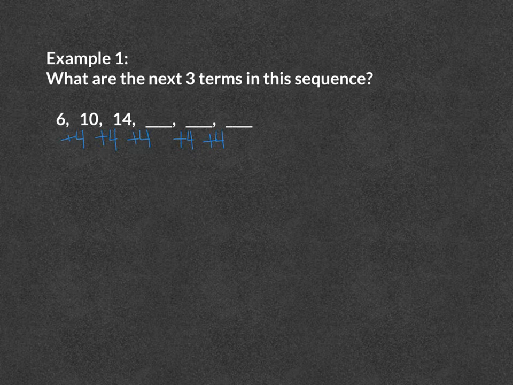So 14 plus 4 will give me 18. 18 plus 4 will give me 22. And 22 plus 4 will give me 26. So those are the next three terms in this sequence.